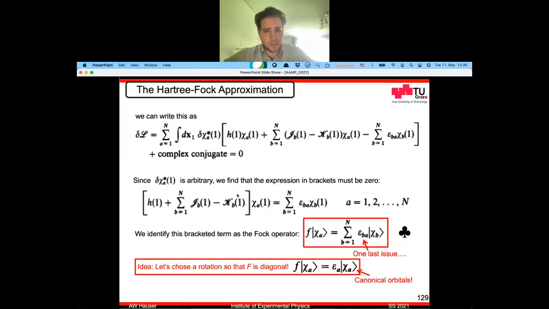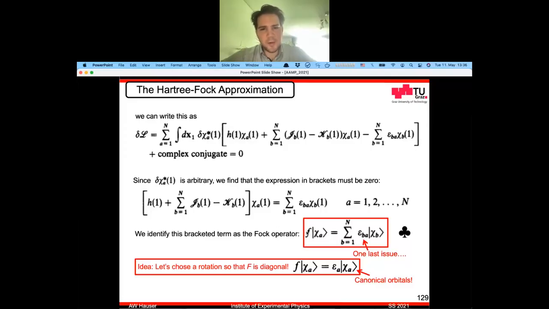So let's write this explicitly again here and just put the term that stemmed from our Lagrangian multiplier onto the other side. And now we identify this type of equation as an eigenvalue problem, an eigenvalue problem in a slightly mixed form. So we can just write this expression here, the core Hamiltonian, and then the Coulomb term and exchange operator. We can write this as our Fock operator F.